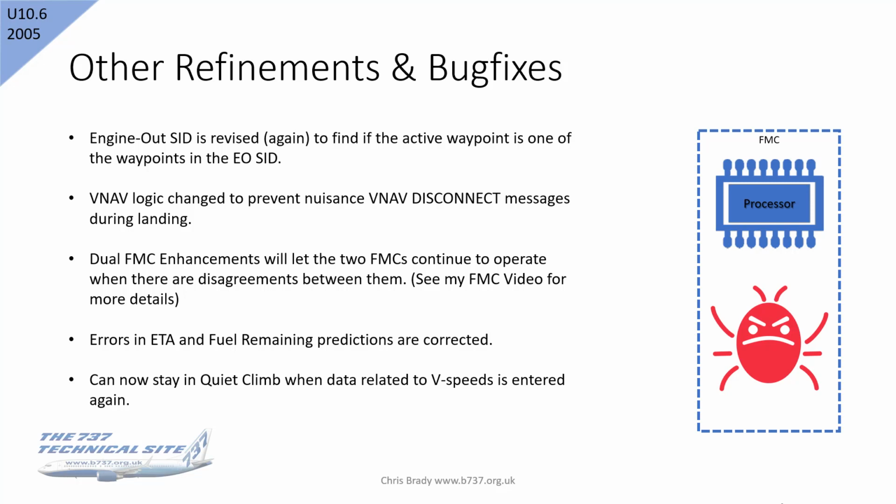Dual FMC enhancements will let two FMCs continue to operate when there are disagreements between them. I've put the FMC video up for more details. I'll also mention it later on in this video as well. Errors in ETA and fuel remaining predictions were corrected, and you can stay in quiet climb when data relating to V-speeds is re-entered. So a few tweaks there.